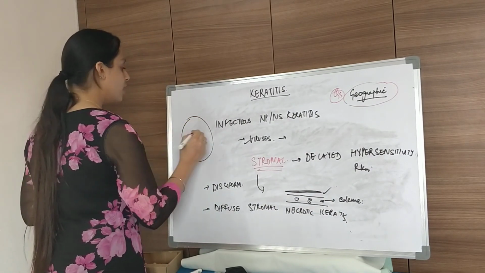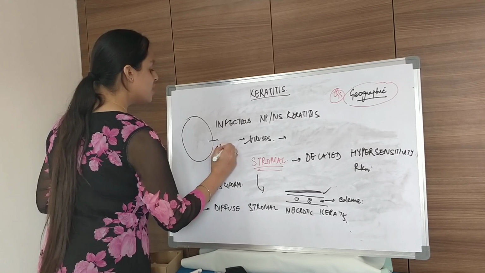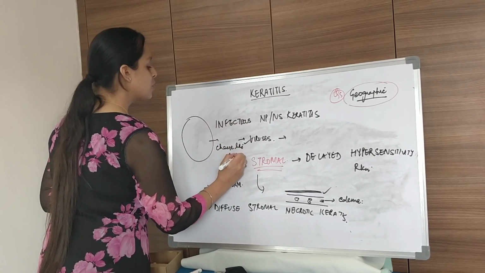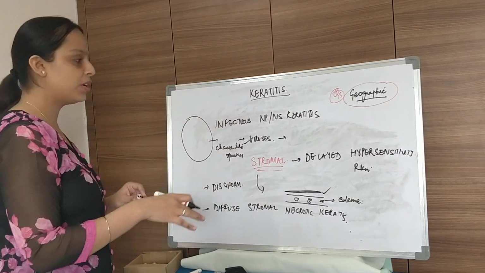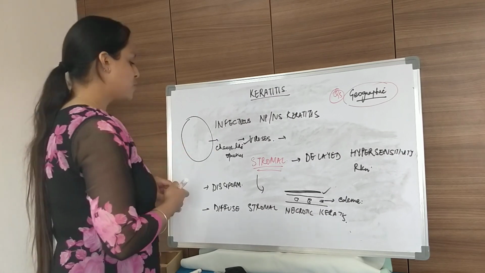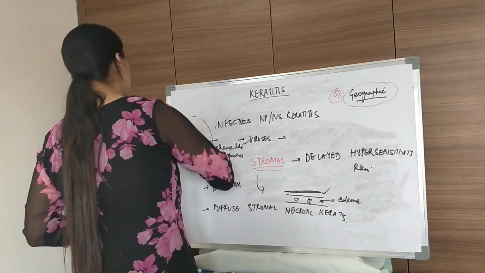Suppose if this is my cornea, the stroma will have cheese-like opacities because of the necrosis, and there will be a diffuse involvement. The prognosis in this case is very bad. Alright. So these are the different types of keratitis which can be caused by herpes simplex.